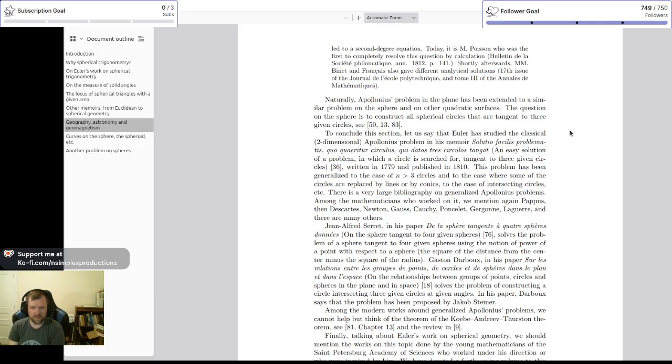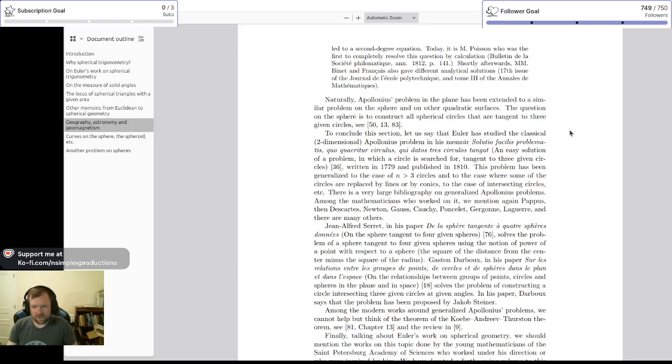Gaston Darboux, in his paper Sur les relations entre les groupes de points, de cercles et de sphères dans le plan et dans l'espace, on the relationships between groups of points, circles, and spheres in the plane and space, solves the problem of constructing a circle intersecting 3 given circles at given angles. In his paper, Darboux says that the problem has been proposed by Jakob Steiner.